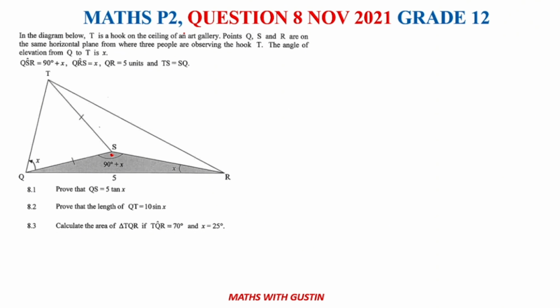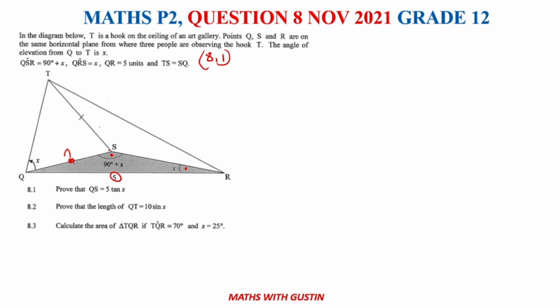All right, let's move on to 8.1. 8.1 says prove that QS is equal to 5 tan X. What are we looking for? Let's come here and see. Prove that QS is this one here. We must prove that it is equal to 5 tan X. So when they say 5, clearly we must use this 5 here, and also X, so it means it has something to do with this angle here as well.